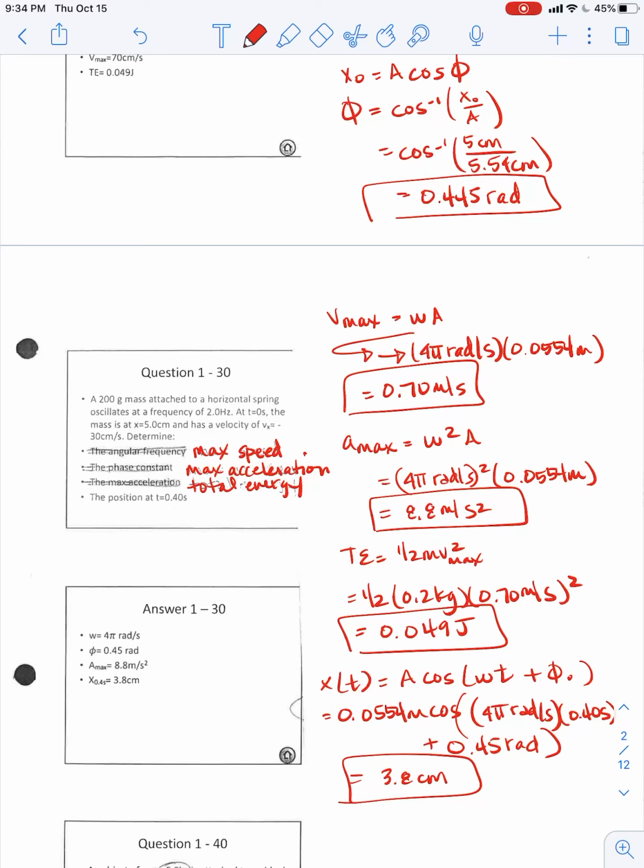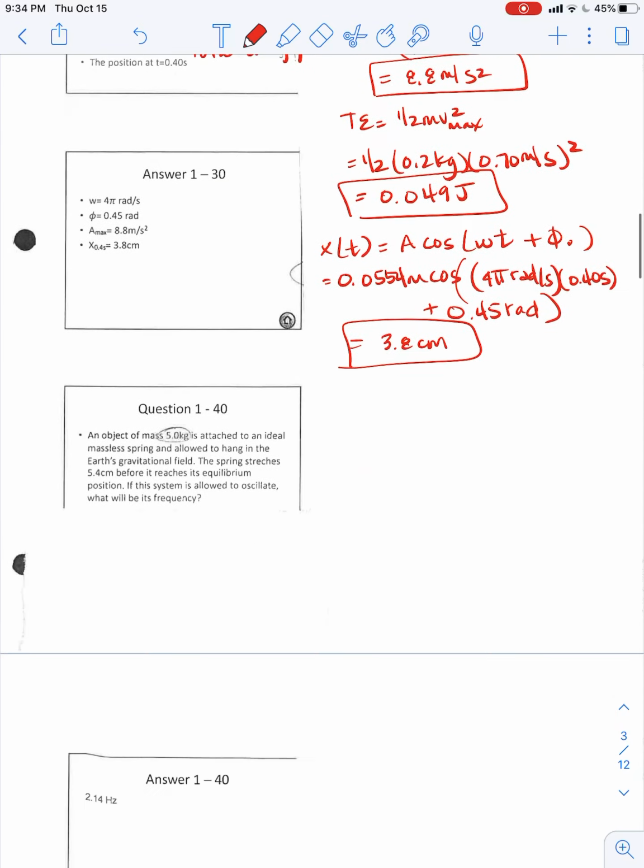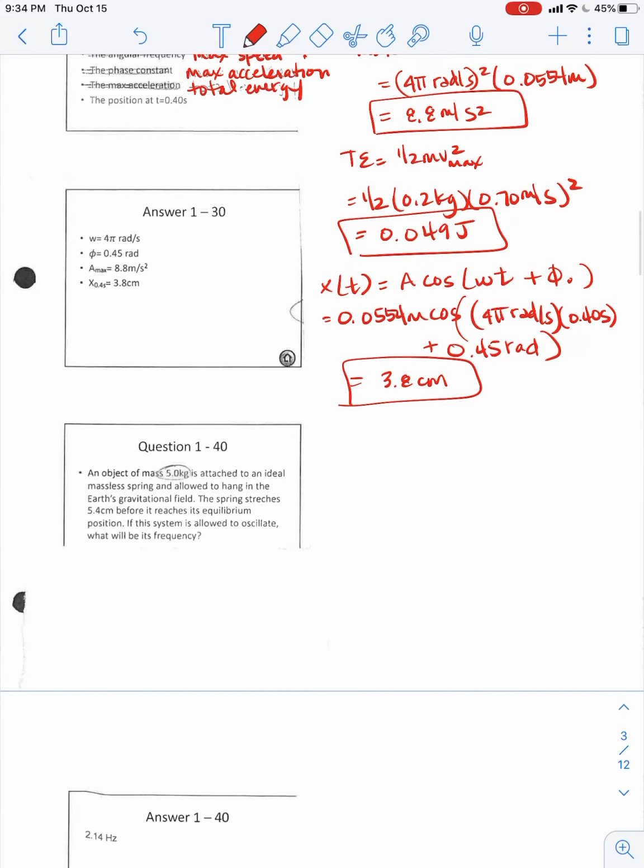All right, so this should look familiar to a problem that you would have seen on your chapter 15 homework. All right, next question.